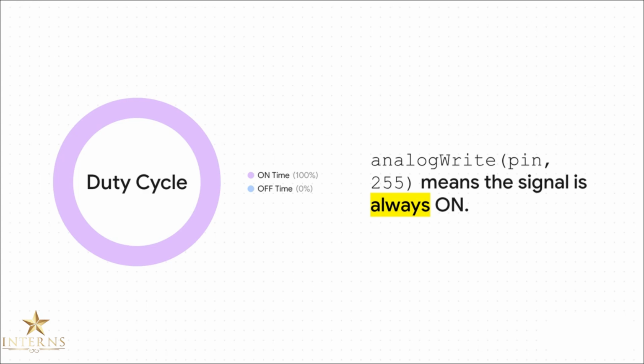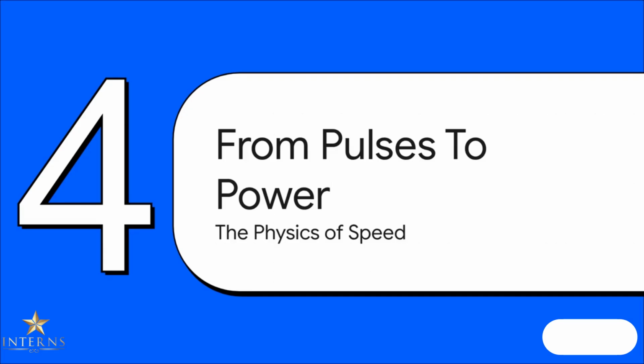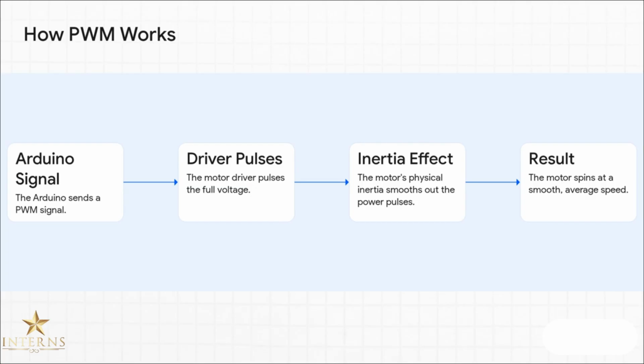The pulsing effectively stops, and the signal is just a solid on, delivering maximum power. So we have this electrical signal pulsing away, but how does a hunk of metal, a motor, turn that into smooth, variable motion? This is where the electronics meets the real world, where physics takes over. This is the really crucial part.